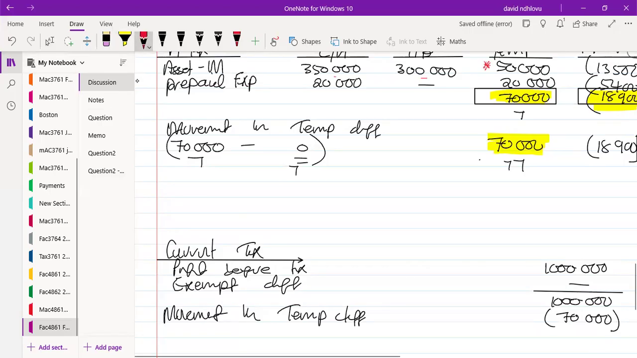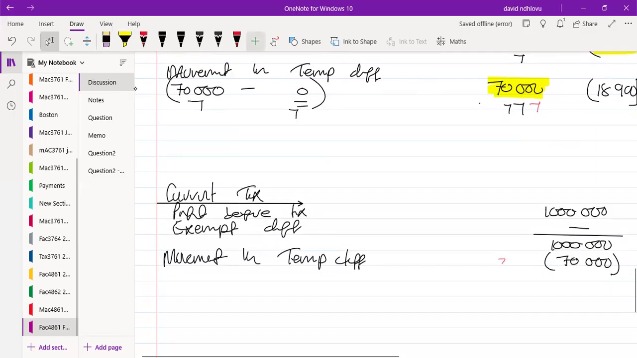Go to the definition of taxable temporary difference that I gave you. In the next year, it increases the taxable income. In the current year, it decreases. If it's a positive amount, it increases in the next year. So therefore, in the current year, it decreases.